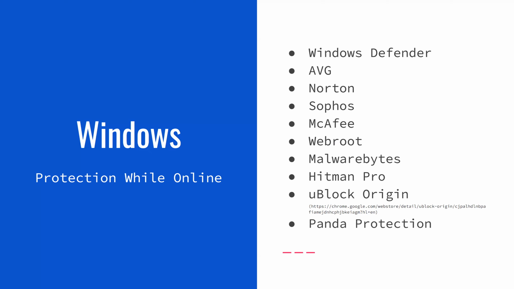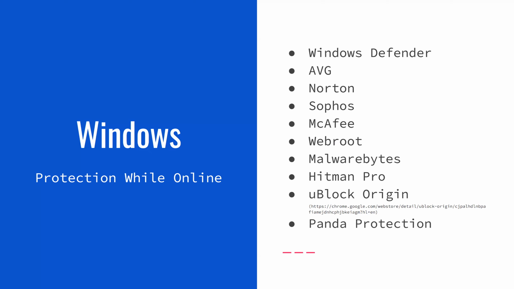Windows Defender is built right in and works perfectly fine. It's what I personally use on this computer that I'm doing this presentation on, and it will automatically update in the background. There's one distinction I'd like to make. There are antivirus programs and anti-malware programs. I don't know if this is the official definition, but I classify things into one of these two categories. Antivirus programs are generally more concerned with stopping things from getting on your computer. For example, that would be something like Windows Defender, AVG, Norton, Sophos, McAfee, WebRoot.